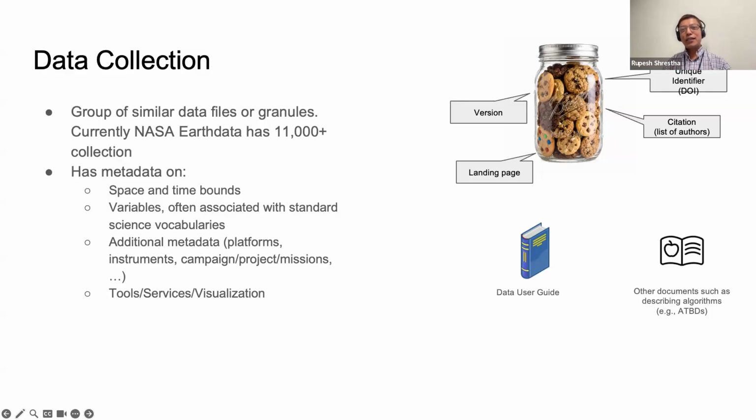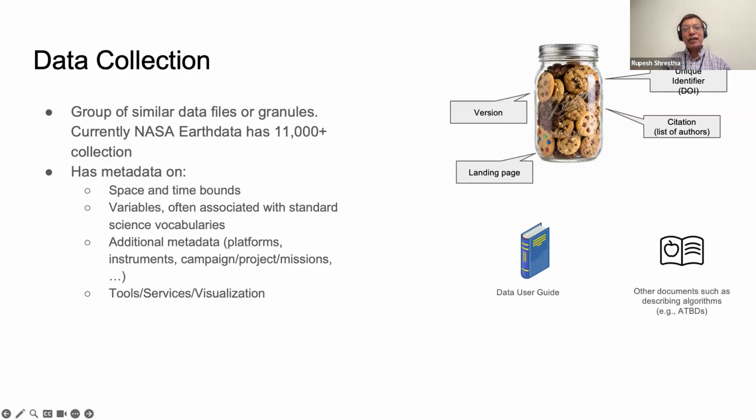A data collection usually has a unique identifier such as a DOI, a landing page, a version, and also a citation, like who collected the data sets. That data collection is also accompanied by a user guide showing how to use the data sets. So for example, in this case, how to eat the cookies, right? And then it also has metadata about variables and others as well.